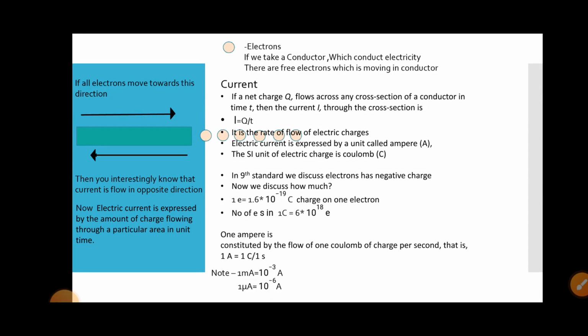Now, the electric current is expressed by the amount of charge flowing through a particular area in unit time. As we see, I equals q by t, where q is the charge and t is the time period.